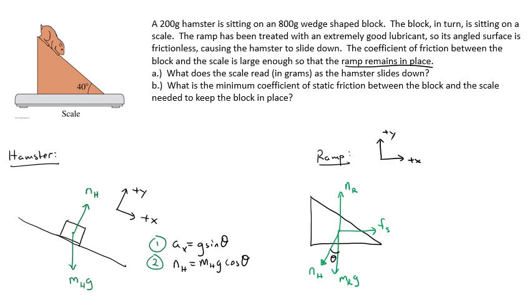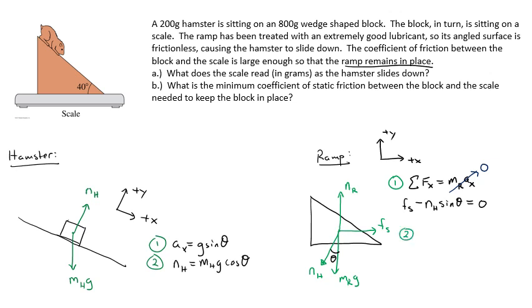Okay, so now what we need to do is write down Newton's second law in the x direction and in the y direction. So let's start with the x direction. Sum of the forces in the x direction is the mass of the ramp times ax. But the ramp doesn't move in the x direction, so this is 0. So what do we have in the x direction? We've got Fs minus NH sine of theta equals 0.